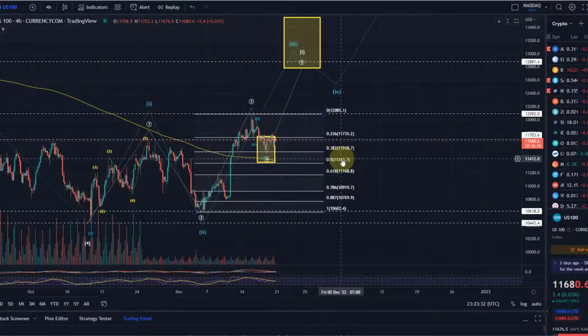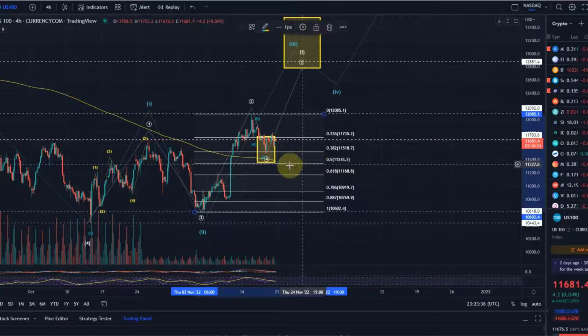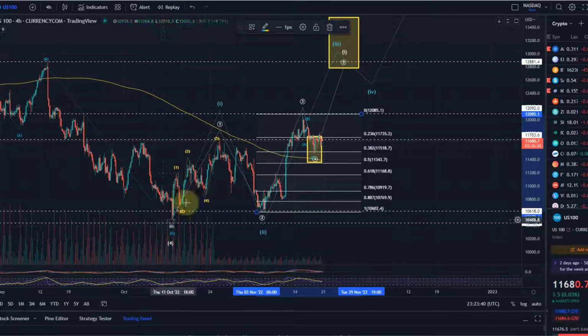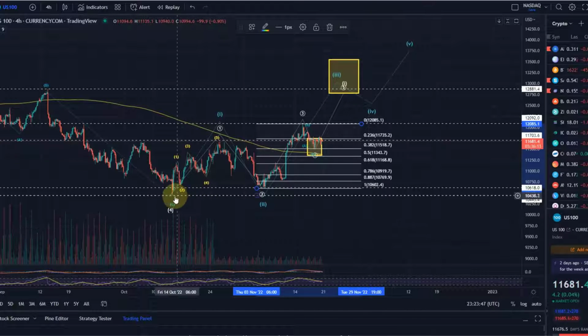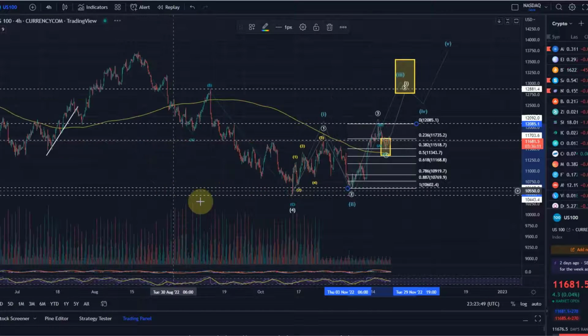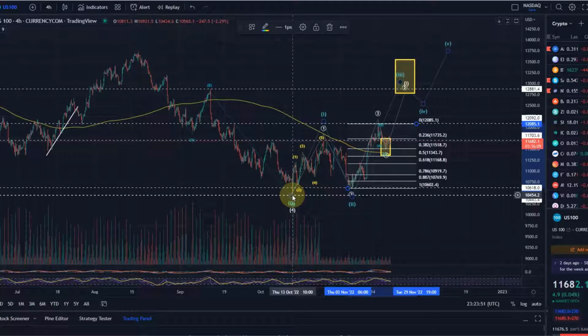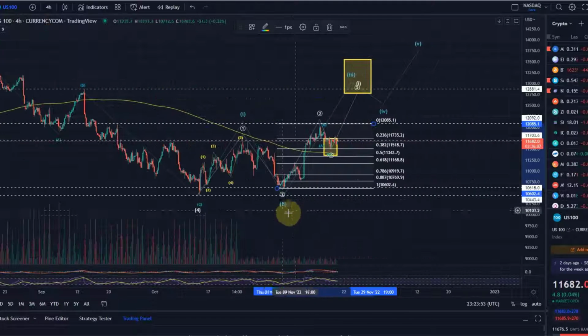However, if we really drop below that 11,340 level, then this is probably not going to work out, and we only then would have put in 3 waves, and we will most likely see lower lows in the coming weeks, even below the low from the 13th of October, which was here at 10,450. That's my update about the NASDAQ.